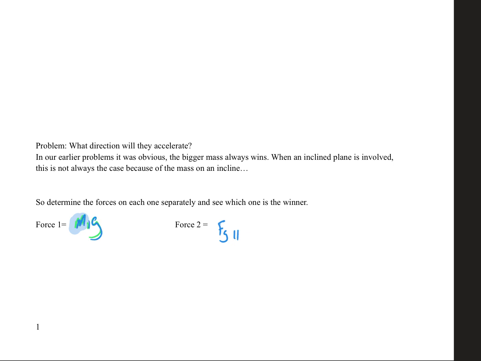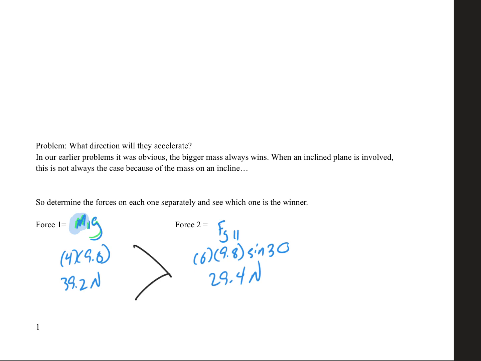And let's throw the numbers in here that we have. For the hanging mass, the thing on the left, we're calling that force 1. Looks like the mass is 4, so 4 times 9.8, and we get about 39.2 newtons. For the other one, I think it's 6 kilograms, 9.8, and it's the parallel component, so we go sine 30, and we get a value of 29.4 newtons. So looking at that, obviously that wins.